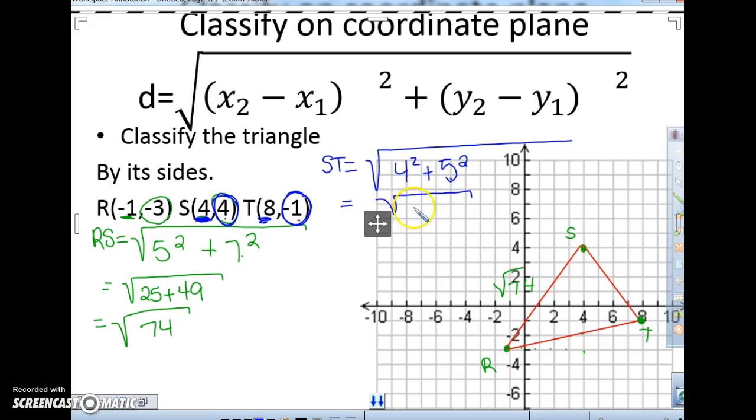Square each number. So 16 plus 5 squared is 5 times 5. And 41, square root of 41. So those two lengths are not the same. And then we have to go one more time. We have to find R to T.